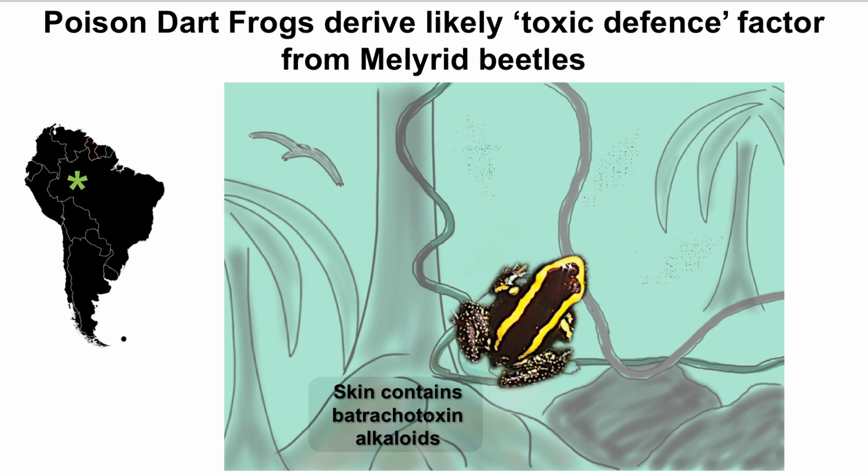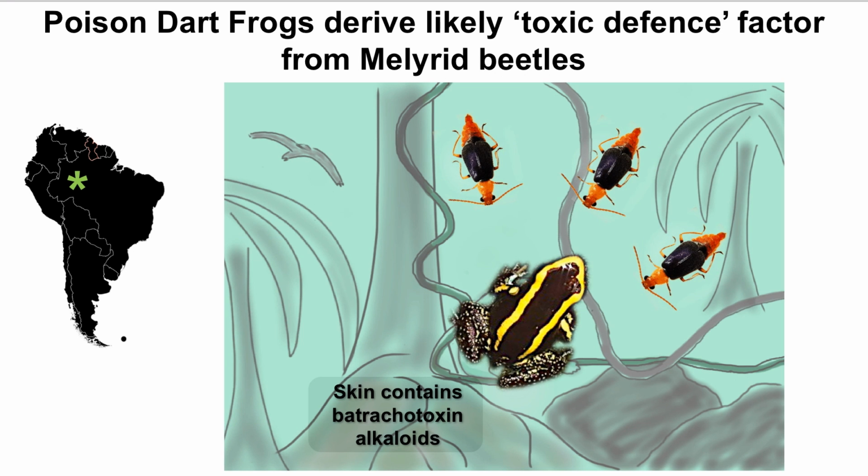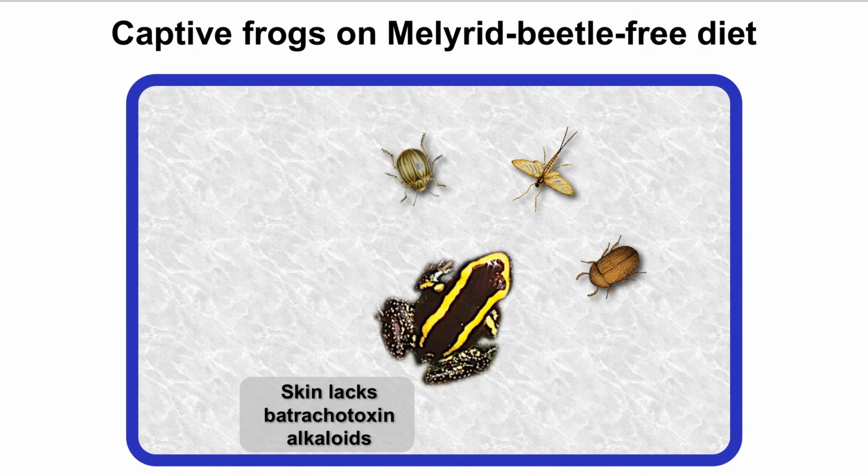Recent evidence suggests that this toxin, which the frog is thought to use to deter predators, is derived from the consumption of certain insects called the Red beetles. And this idea is supported by experiments that have found that frogs raised in captivity on a diet free of Red beetles lack the toxin that is present in the frogs of the forest.